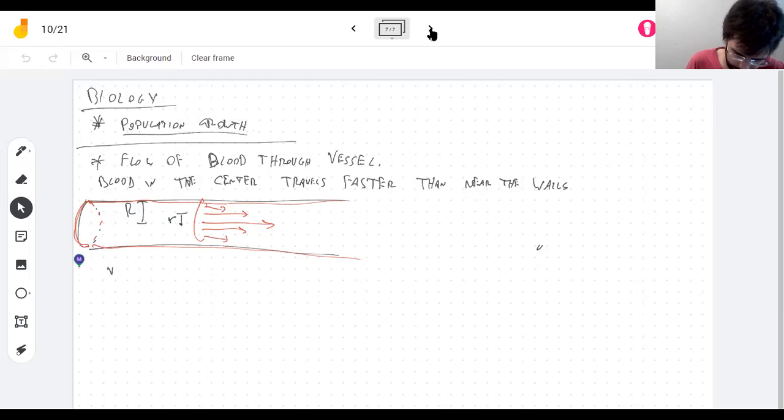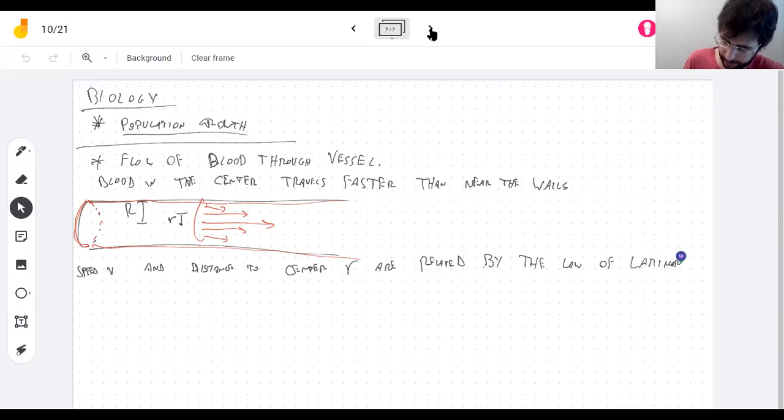the speed and the distance to the center are related by a law called the law of laminar flow. Presumably this works when there's no turbulence, which as far as I know is the opposite of laminar flow. Obviously not a formula you need to learn for this class, but here it is.